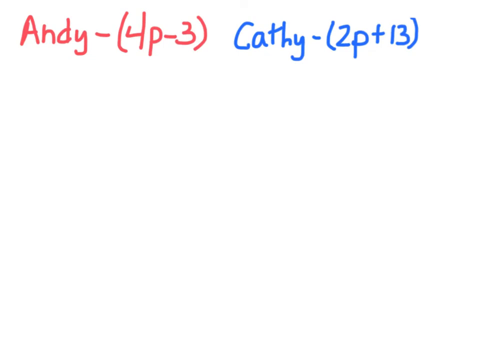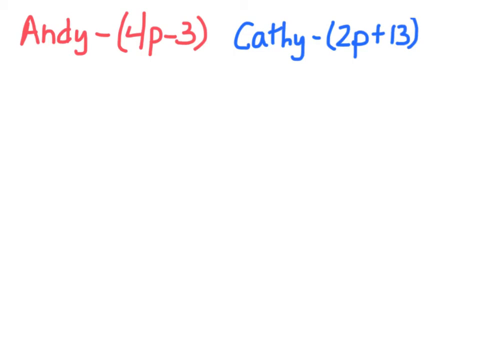And here's the final portion of this problem. For what value of P will Andy and Cathy have the same number of pencils? So if there are P pencils in a box, what does that number have to be for Andy and Cathy to have an equal number? Okay, so we're going to set this up as an equation.